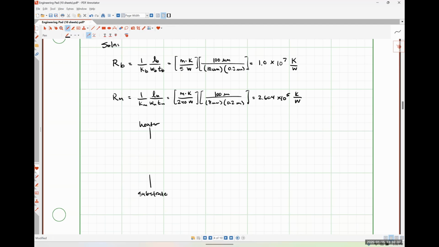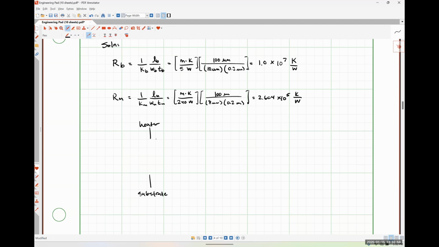Anyway, okay, so the reason why I'm drawing the heater at the top and the substrate at the bottom is because the heater is the highest point in temperature in my system, and the substrate is the lowest point in temperature in my system. And so when I draw circuits, I typically try to draw things with highest electrical potential at the top, lowest electrical potential at the bottom. So I'm doing highest heat at top, lowest heat at bottom.